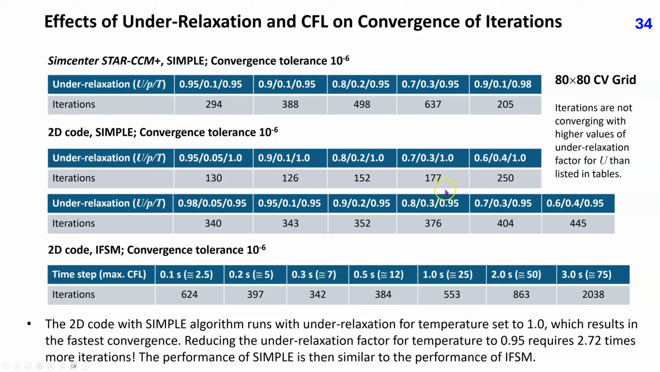Increasing the under-relaxation factors for temperature from 0.95 to 1.0 leads to a reduction of required number of iterations at the same under-relaxation for velocities from 352 to 126. The 2D code with IFSM requires no under-relaxation. The time step remains the only adjustable parameter.